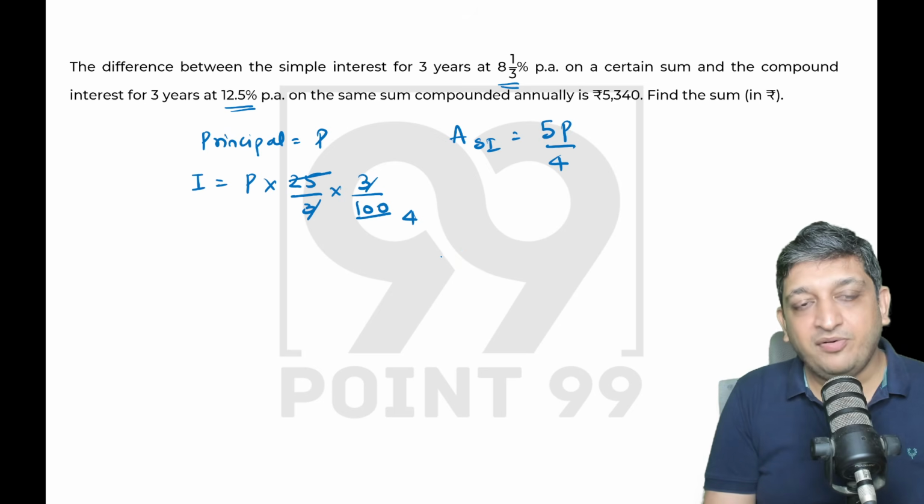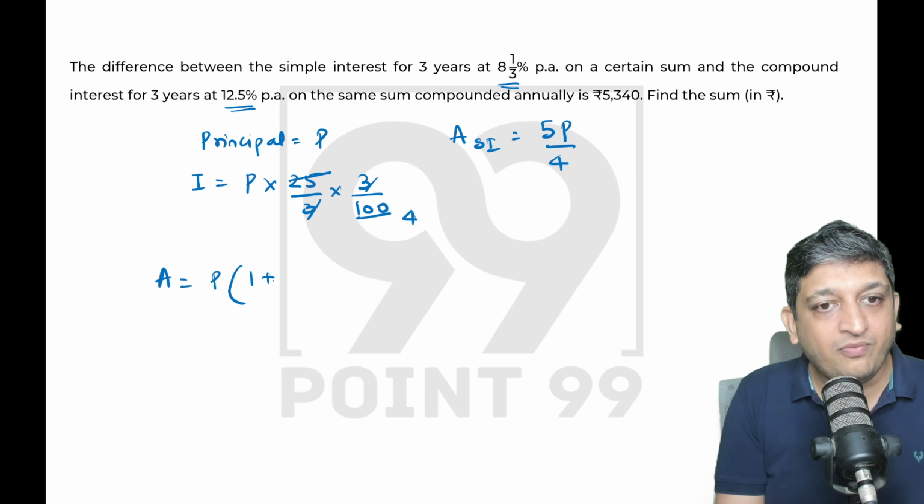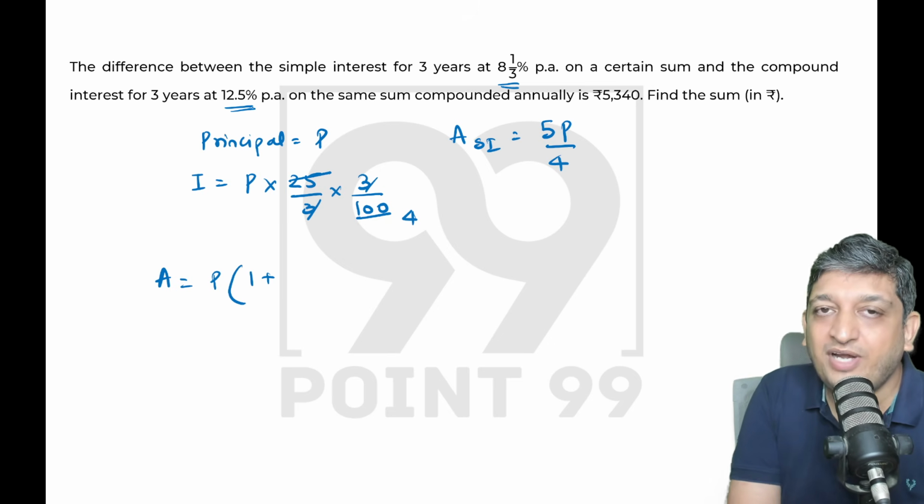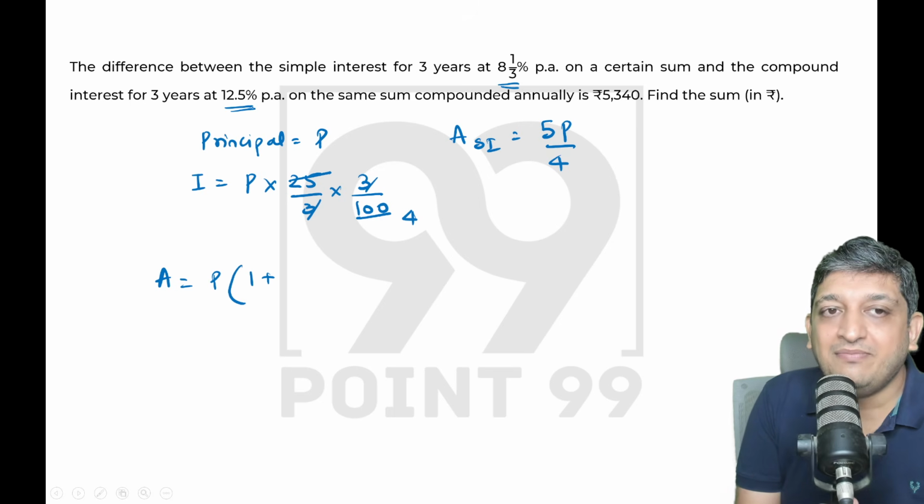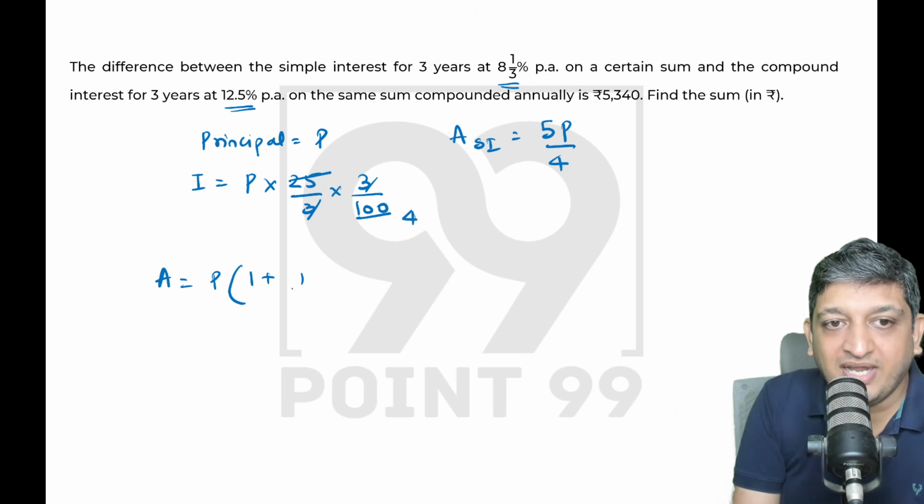In terms of compound interest, what is going to happen? In terms of compound interest, the final amount that you are going to get is going to be equal to P into 1 plus R by 100. Now what is R? 12.5%. What is 12.5? 12.5 is nothing but 1 by 8, right? If you look at it. So 12.5% is 12.5 by 100, or it is going to be 1 by 8.